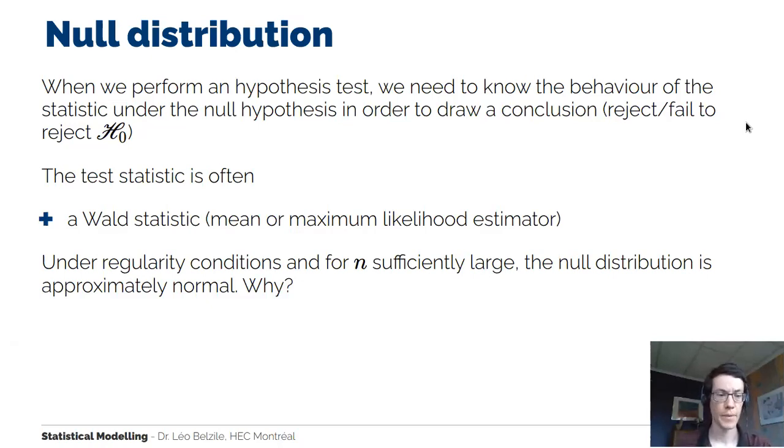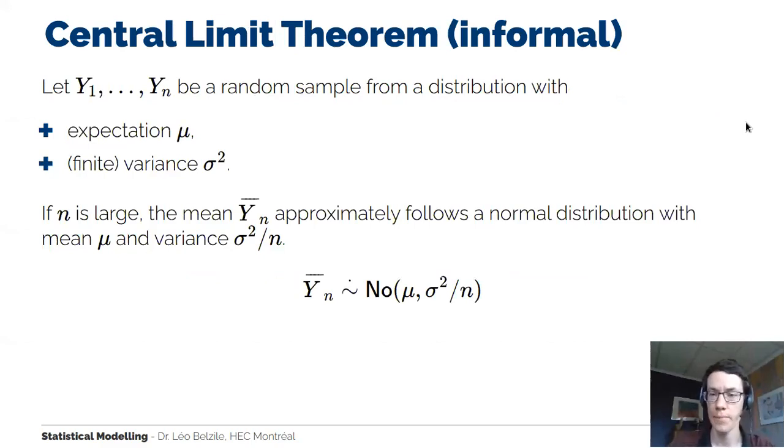Okay, and under regularity conditions, which I'm not going to dwell into, and provided that we have a big enough sample size, and we'll see how big that is, well, we can actually use a normal approximation for the null distribution. Why is it the case? Why does it work? Well, the central limit theorem is the reason behind this magic. So here's an informal definition.